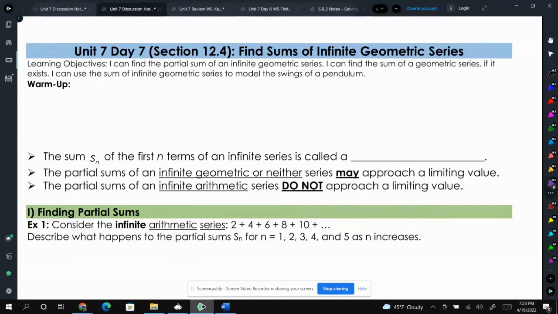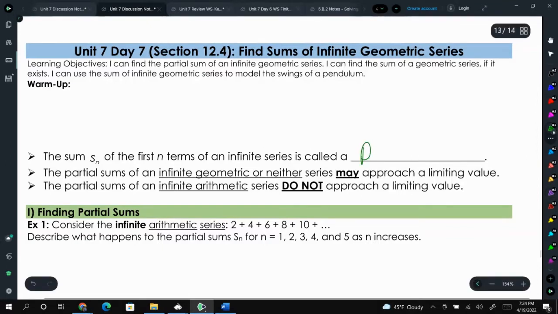Today we're going to be talking about how to find sums of infinite geometric series. Now you might be saying, well, how can you find the sum of something that is infinite? We're going to talk about that in a minute and what that would look like. But some terminology: the sum S of n of the first n terms of an infinite series is called a partial sum.